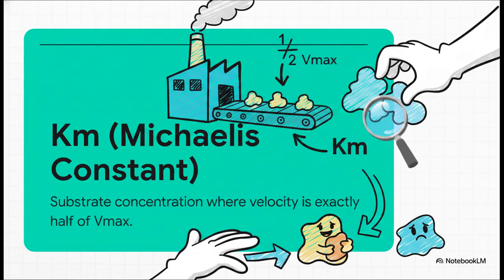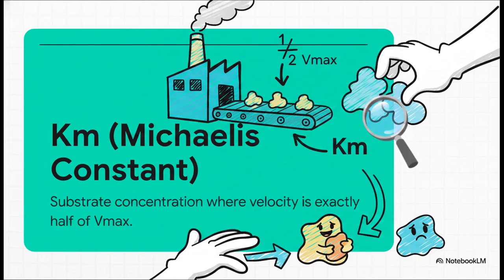Next up, we have Km, otherwise known as the Michaelis constant. This is the exact amount of substrate required to get our factory running at exactly half of its maximum speed. So think about it. Km acts as an inverse measure of affinity. Let's go back to our factory. A remarkably low Km is like having a highly magnetic worker on the line. They can grab passing raw materials even if there are barely any around, hitting half speed almost instantly.